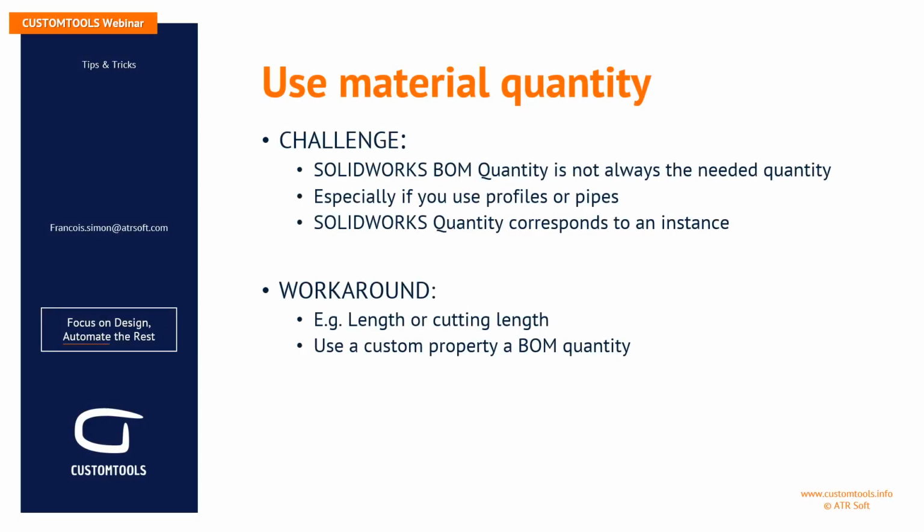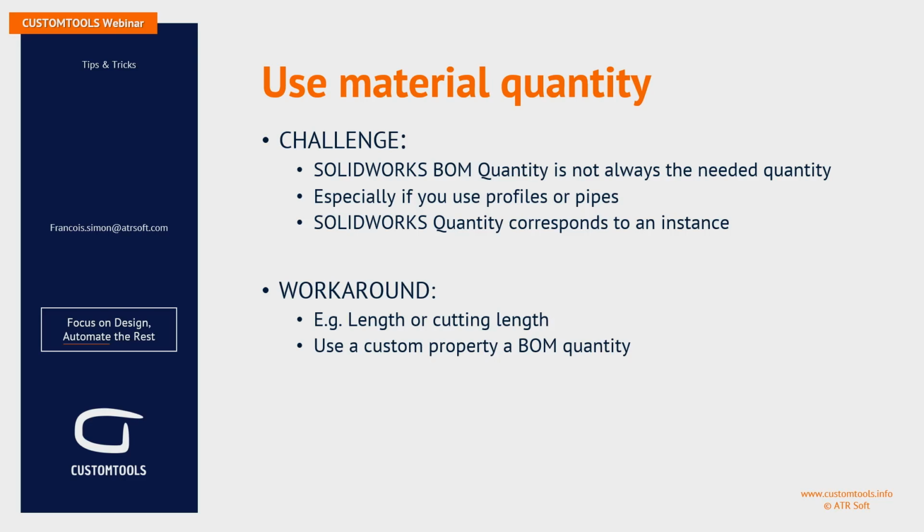The quantity listed in SolidWorks BOM is not always the quantity needed, especially when dealing with profiles or pipes. SolidWorks quantity corresponds to an instance. If a part is used twice in an assembly, the BOM quantity is 2, but on the shop floor, that quantity does not necessarily reflect the actual quantity required for production. Especially if you are dealing with pipes and profiles where multiple lengths may be used.